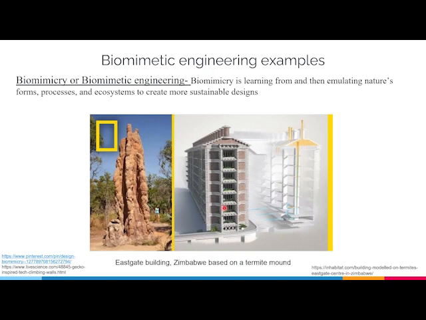So here we have the design of the East Gate building in Zimbabwe, which is modeled after the air ventilation system of a termite hill. So using this particular system, the East Gate building was able to ventilate the entire building with around the same efficiency of a normal building at only 10% the power usage. So this is one of the examples of biomimetic engineering or biomimicry, in which we try and emulate nature's own designs in our engineering solutions in order to get better, more efficient results. So this is one of the examples.